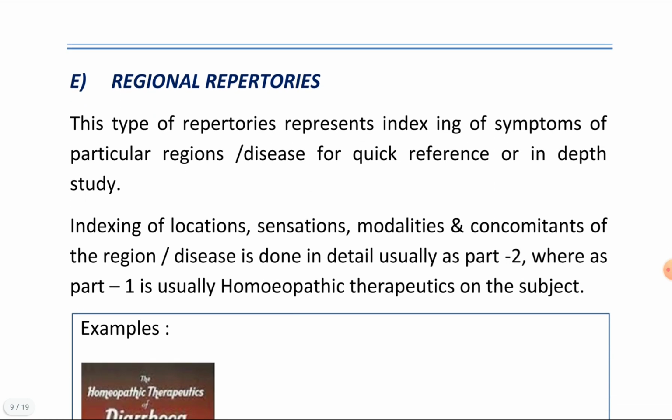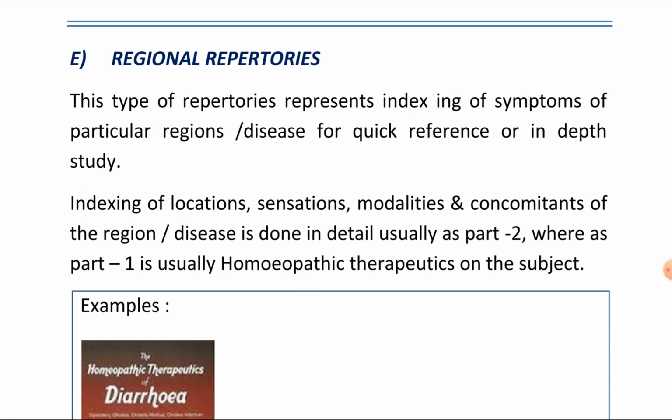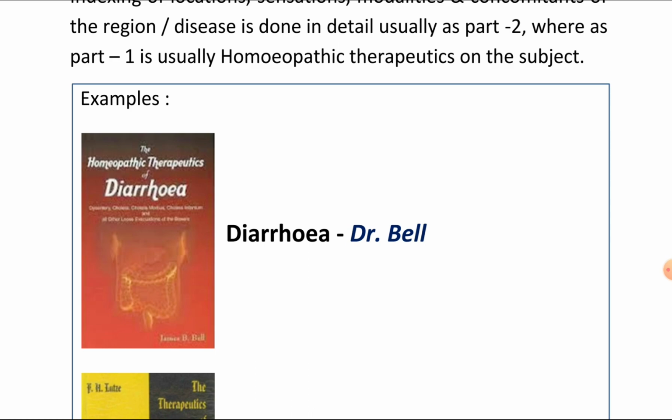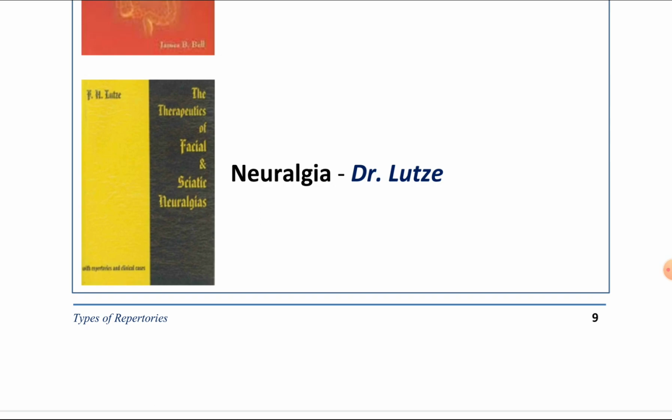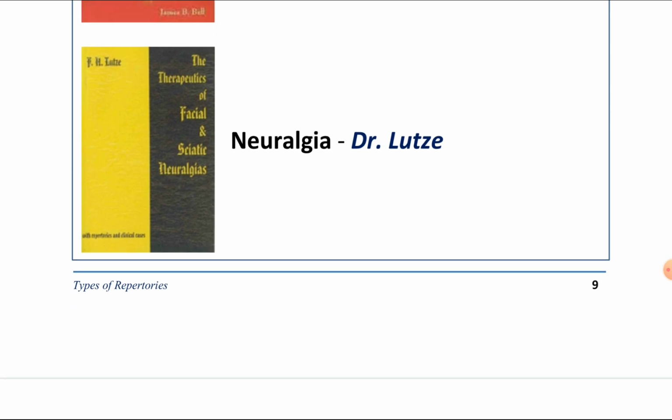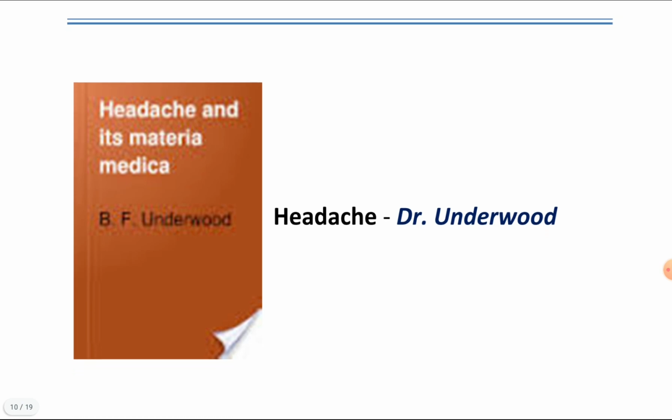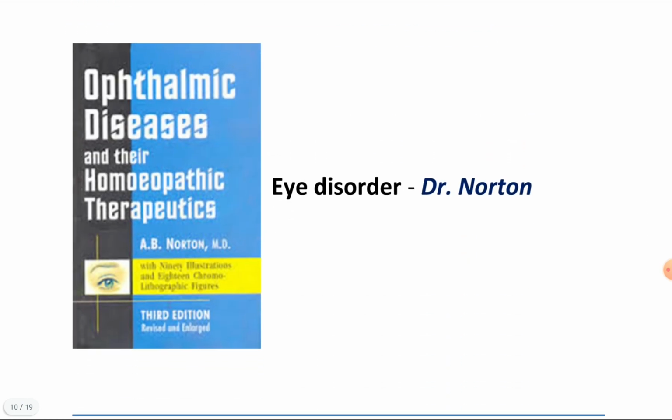Regional repertories. This type of repertories represents indexing of symptoms of a particular region or disease for quick reference or in-depth study. Indexing of locations, sensations, modalities and concomitants of the region or disease is done in detail, usually as part 2, whereas in part 1 usually homeopathic therapeutics is given on the subject. The main examples here are the Homeopathic Therapeutics of Diarrhea by Dr. Bell, the Therapeutics of Facial and Sciatic Neuralgias by Dr. Lutz, Headaches and Their Materia Medica by Dr. Underwood, and Ophthalmic Diseases and Their Homeopathic Therapeutics by Dr. A.B. Norton.